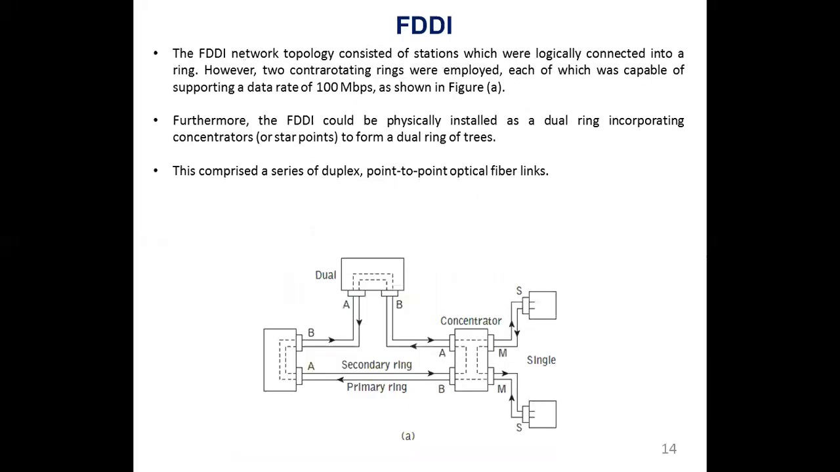So this is the diagram of the FDDI. It consists of stations which are connected logically into a ring, and two contra-rotating rings are employed, each of which is capable of supporting 100 Mbps. The FDDI can also be physically installed as a dual ring or in the form of a dual tree, so basically a ring architecture, and this will enable duplex point-to-point optical fiber.